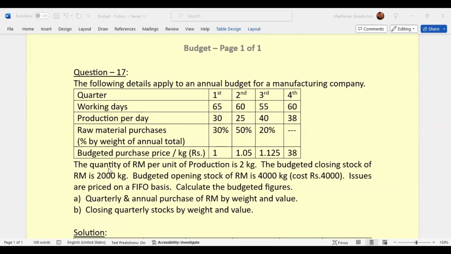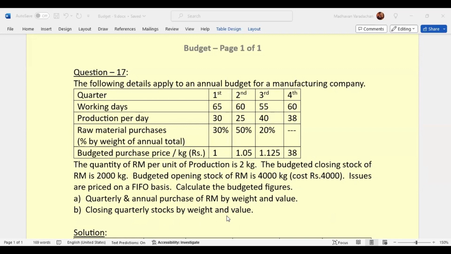Budgeted purchase price per kg in rupees is given. The unit quantity of raw material per unit of production is 2 kg. The budgeted closing stock of raw material is 2000 kg. Budgeted opening stock of raw material is 4000 kg, and the cost for that opening stock is rupees 4000, which means per unit it is 1 rupee. Issues are priced on a FIFO basis, first in, first out. Calculate the budgeted figures. First part is quarterly and annual purchase of raw material by weight and value. Then closing quarterly stocks by weight and value.